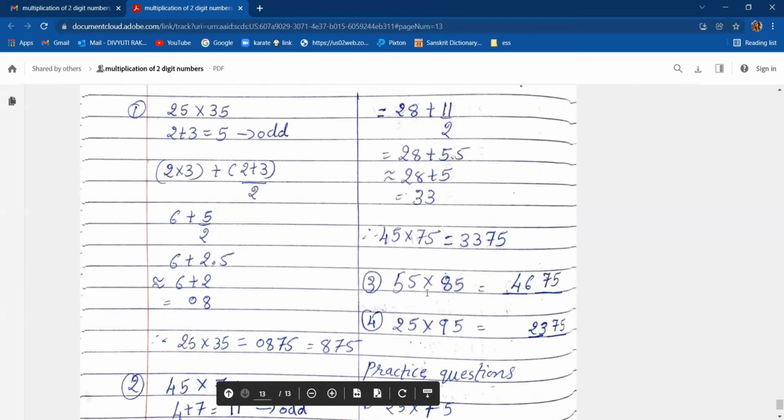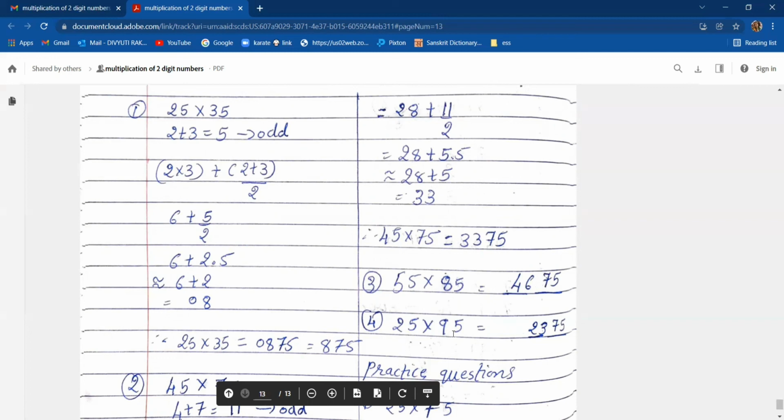Now this question we will do orally only. 55 into 85. So first 8 plus 5 is 13, which is odd, so 75. Now 13 divided by 2. 12 divided by 2 will be 6. So 13 divided by 2 will be 6.5. From that we will consider only 6. Now 8 fives are 40. 40 plus 6 will give you 46. Okay. So 4675.